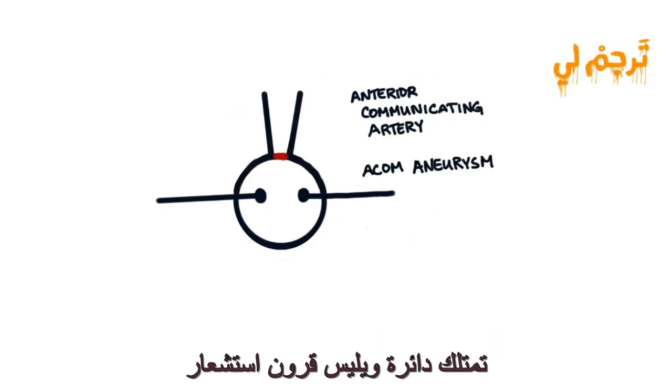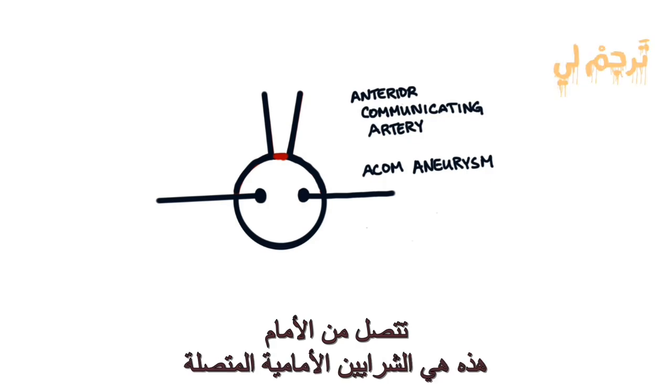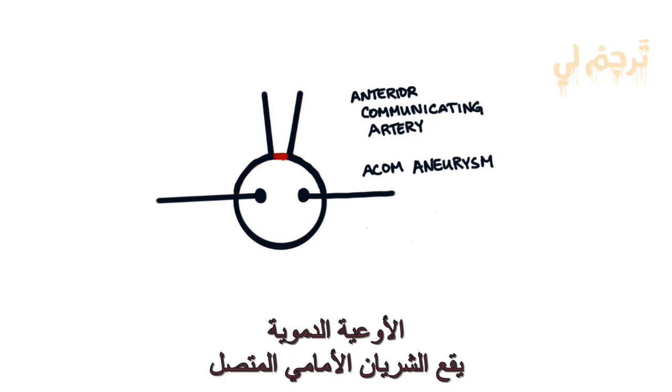The alien Willis has antennae that communicate anteriorly. These are the anterior communicating arteries, and this is a common place for aneurysms. The anterior communicating artery is between the two antennae.